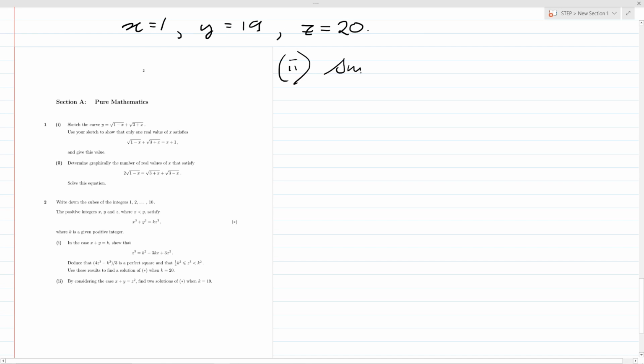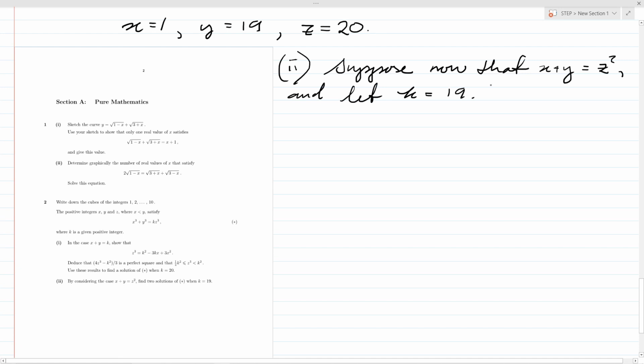Suppose now, instead of the previous assumption, that x plus y is equal to z squared. We now find two solutions of star when k equals 19, so let k be equal to 19.